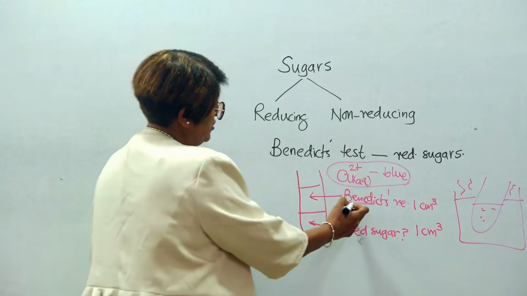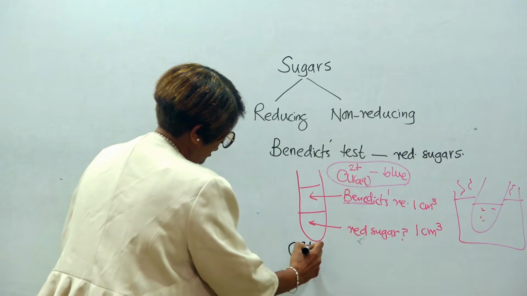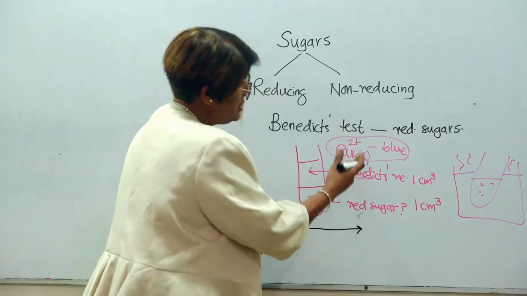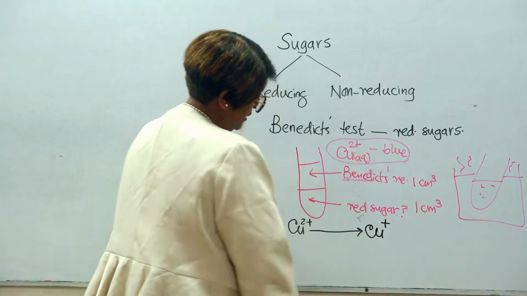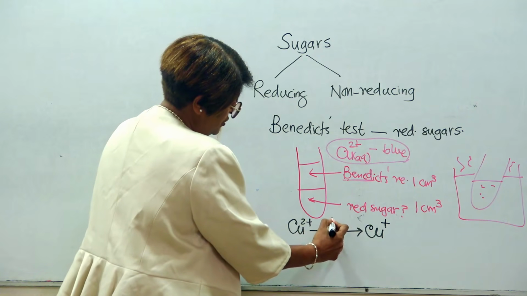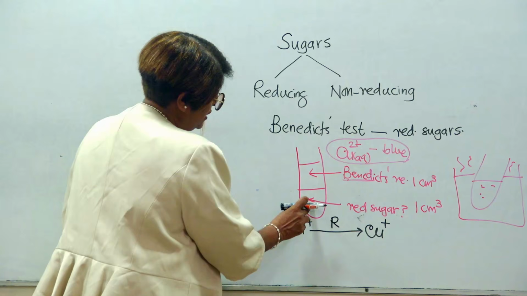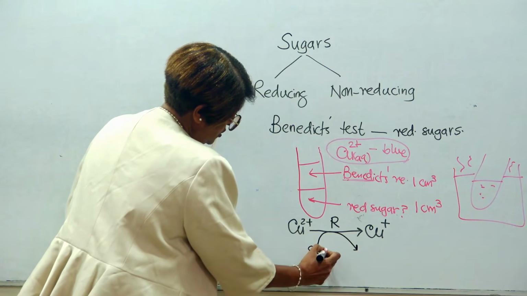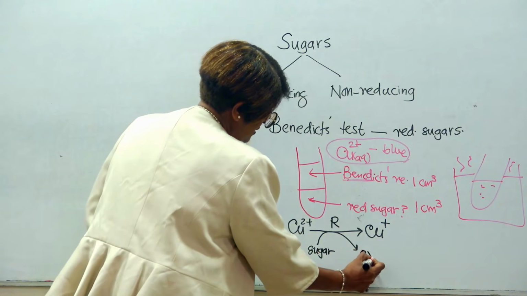Students, Benedict's reagent has the copper 2+ ion, or the cupric ion. When the reaction is carried out, the cupric ion is getting reduced to cuprous ion. As you can see, the oxidation number has dropped. So, this is a reduction reaction and this reduction is carried out by the sugar that you had added. So, during this process the sugar is getting oxidized.